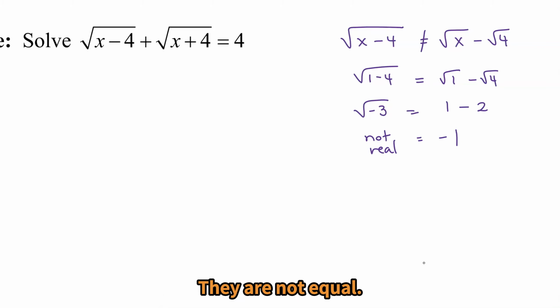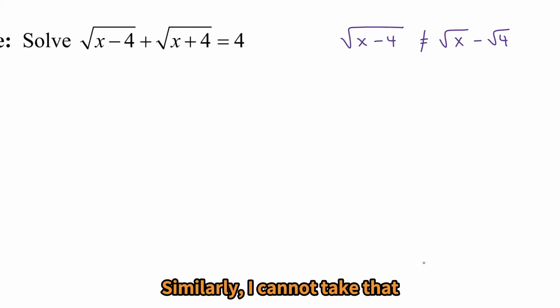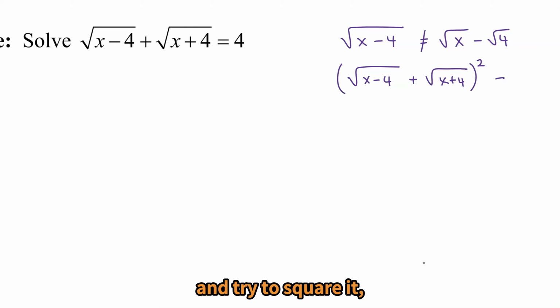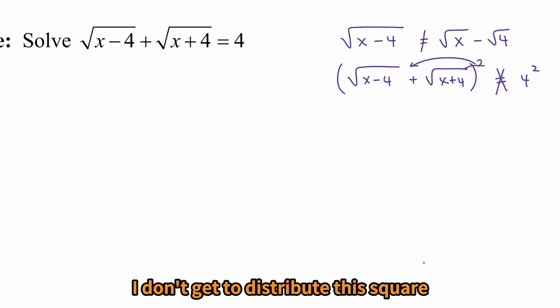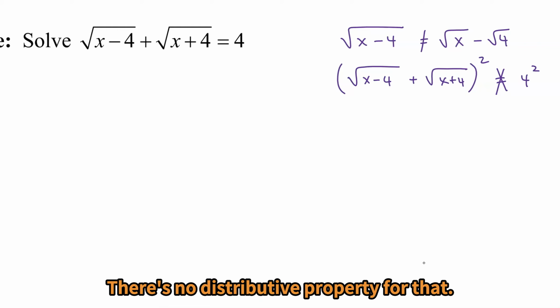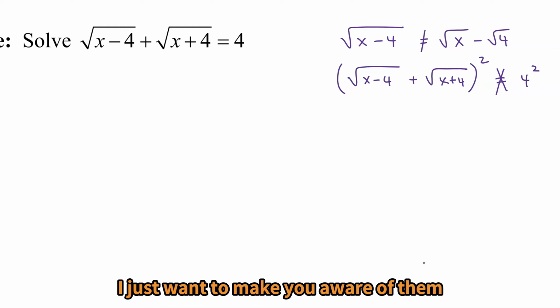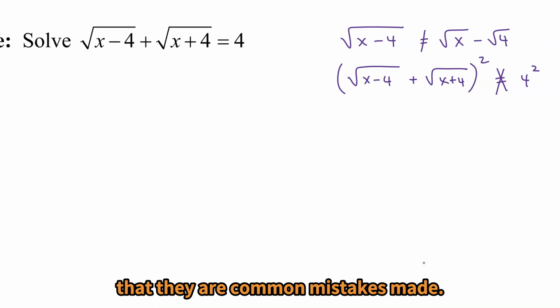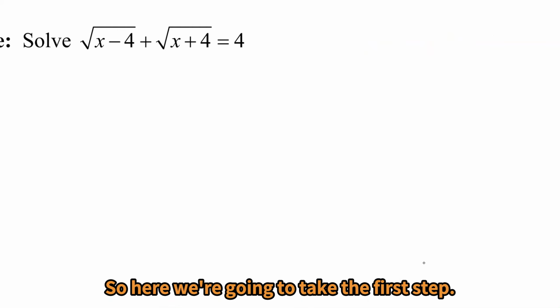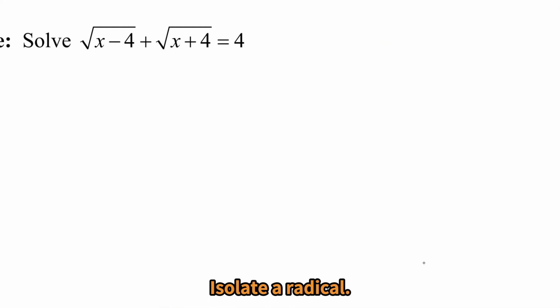They are not equal. Similarly, I cannot take that left side with the two radicals and try to square it and then square the other side. This does not work. I don't get to distribute this square exponent into parentheses with a plus sign. There's no distributive property for that. So these are bad forms. I just want to make you aware of them, that they are common mistakes, and hopefully you can learn from other people's mistakes.